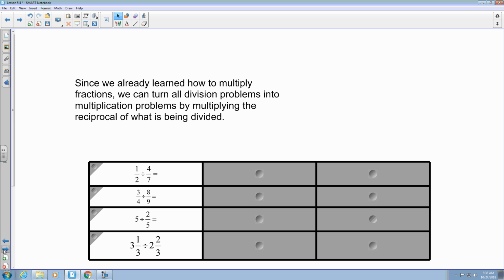So if we look at this one right here, we have 1/2 divided by 4/7. Immediately we're going to change it into a multiplication problem. All we did was turn division into multiplication, and the second fraction got flipped, not the first, just the second. And then the result is 7 over 8.